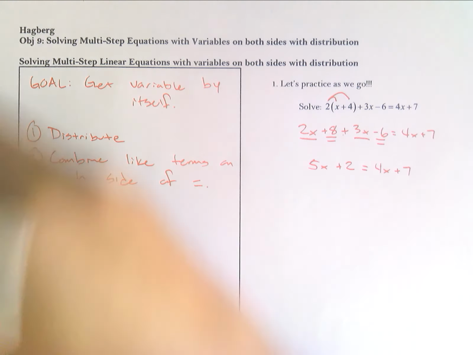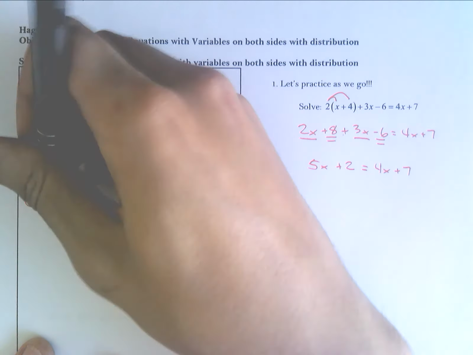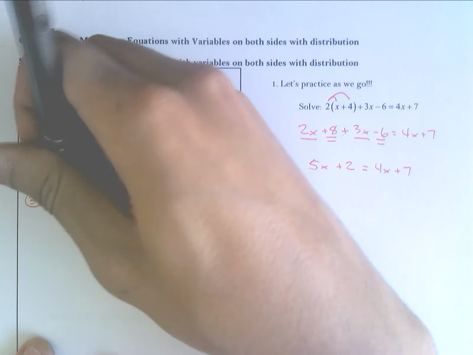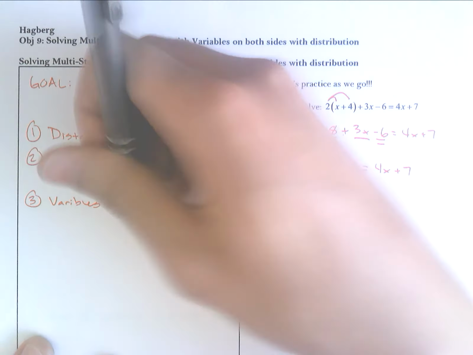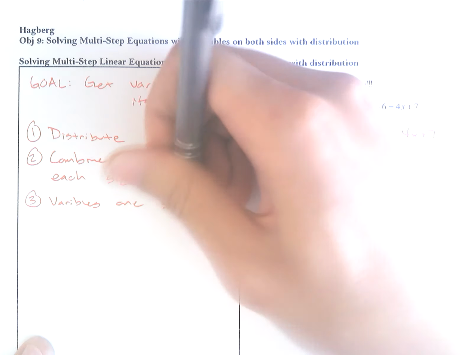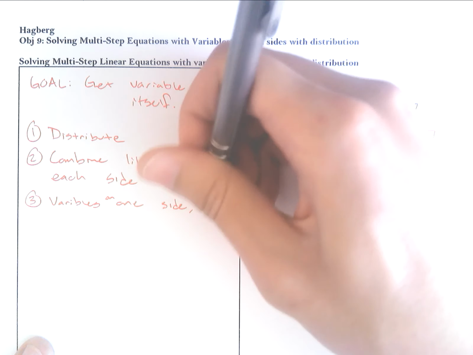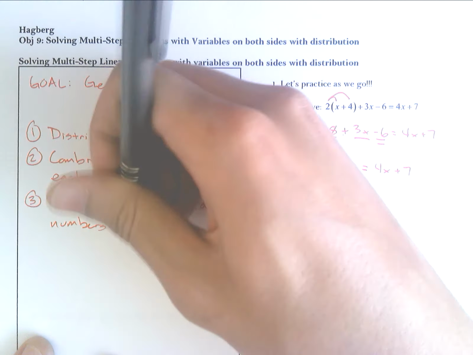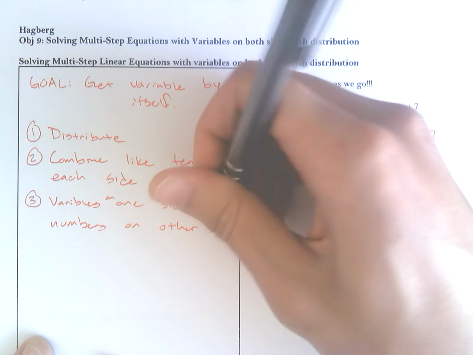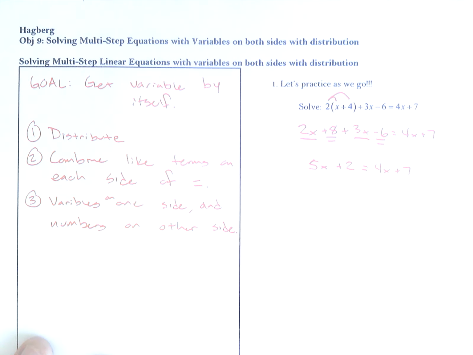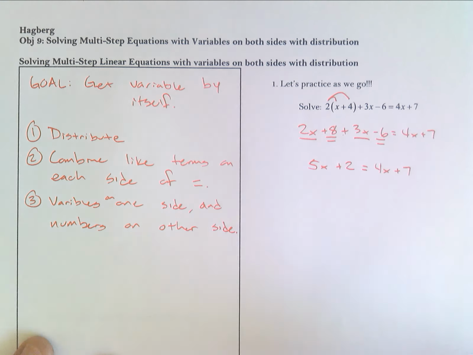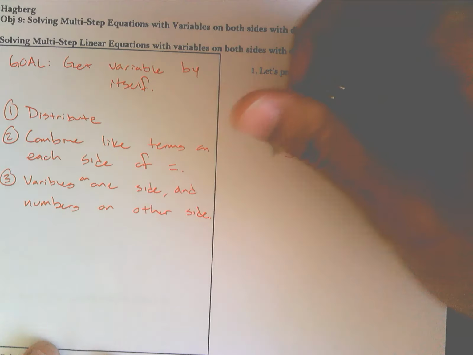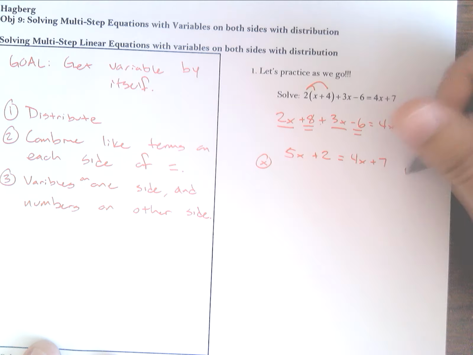Step 3 is we choose a side, so variables on one side and the numbers on the other side. So let's choose a side. Let's say that the left side is variables and the right side is numbers.